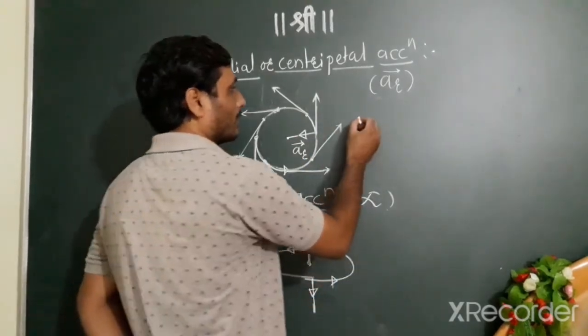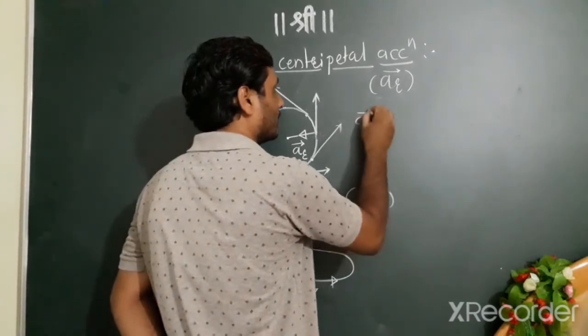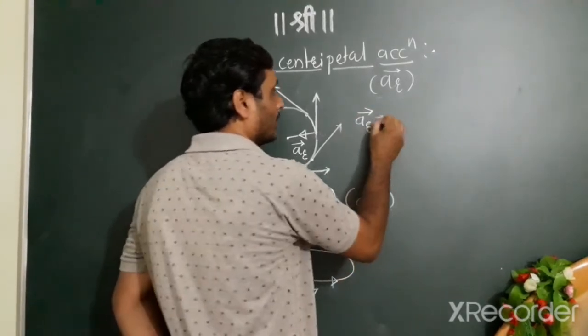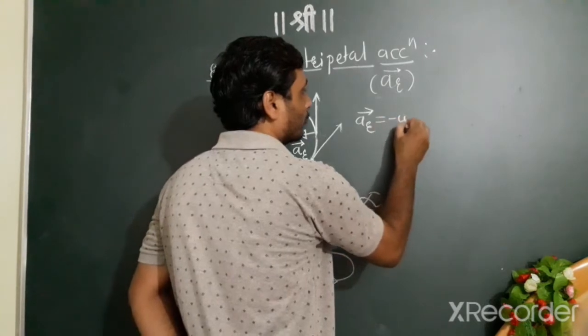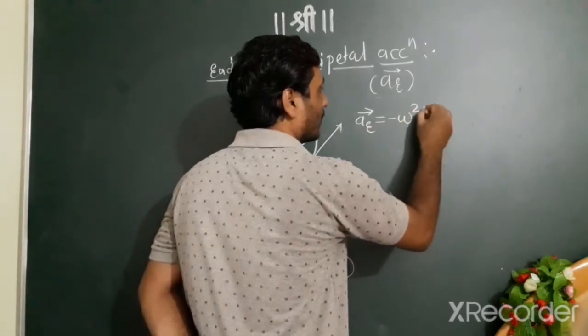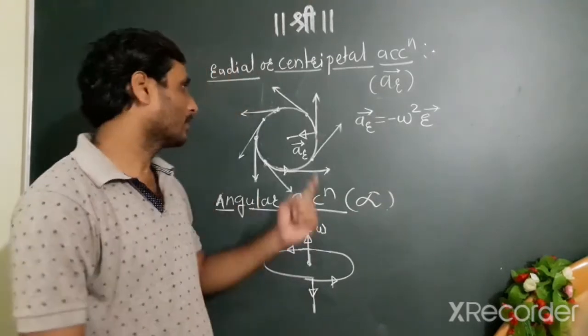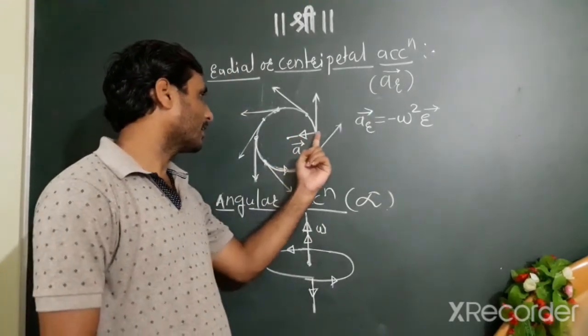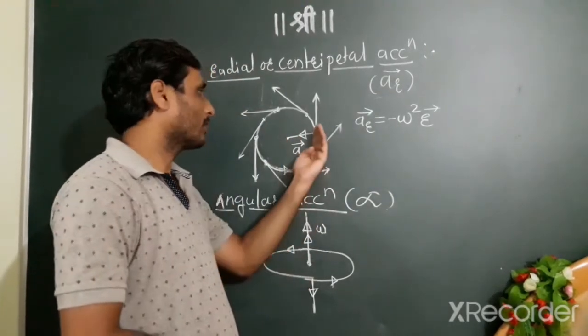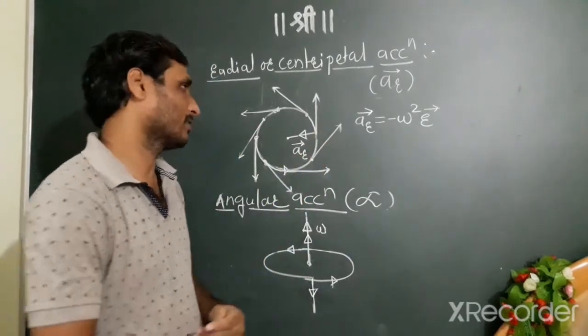In formula, the radial acceleration is given by a_R vector is equal to minus omega square into r vector. The negative sign indicates that the acceleration is directed towards the center, or directed inwards, of the circle.